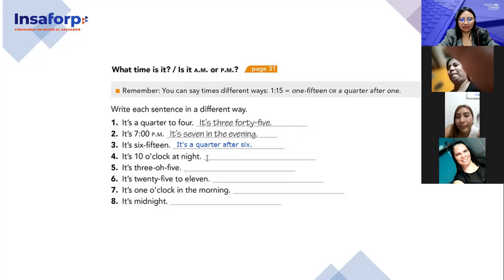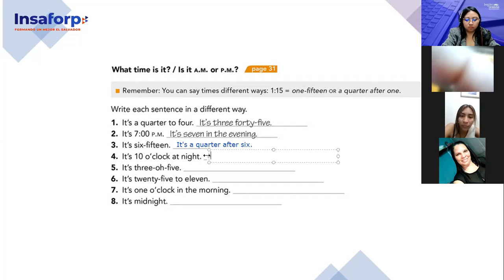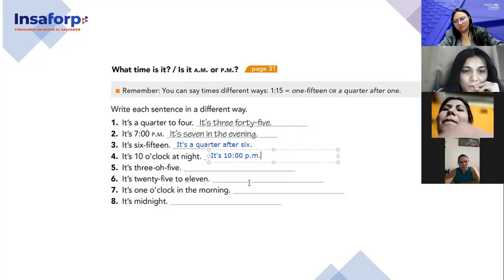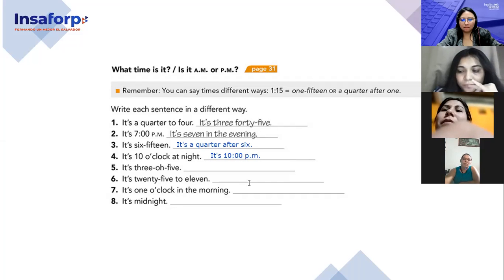Number 4, Dalia. It's 10 o'clock at night. It's 10 o'clock. P.M. Ok, miren, en este caso, podríamos decir solamente it's 10 p.m. Podríamos omitir el o'clock. O también pueden decir it's 10 o'clock p.m. Pero se escucha bien solo decir it's 10 p.m. There we go.